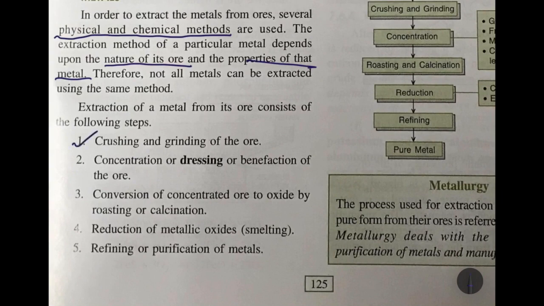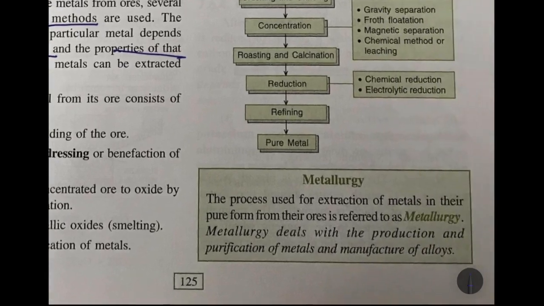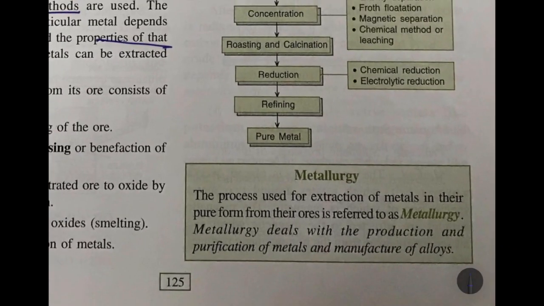First is crushing and grinding of the ore. Next is concentration or dressing, which is also known as benefaction of the ore. Next is conversion of concentrated ore to oxide by a process which is known as roasting or calcination, reduction of metallic oxide which is known as smelting, and refining or purification of metal so that we get the pure metal at the end. So to define metallurgy, it is a process used for extraction of metals in their pure form from their ores, and this process is known as metallurgy.